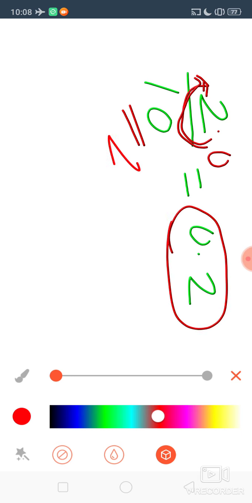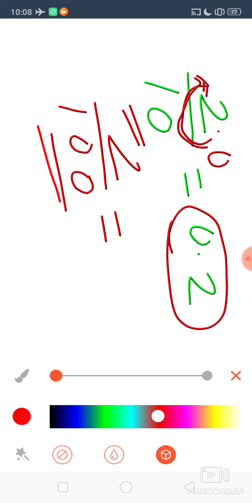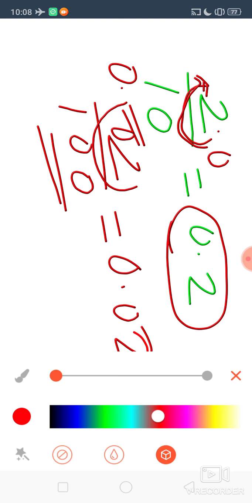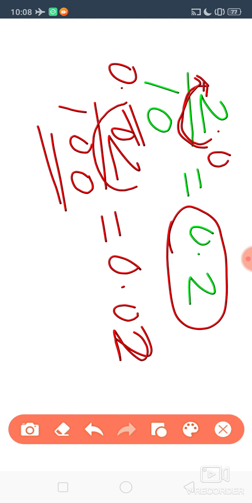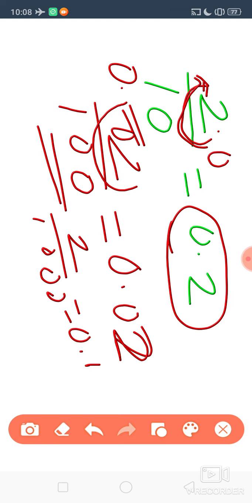Same way, if we write 2 by 100, then how much will we get? In the denominator 2 zeros are there, so the decimal will shift 2 digits left. So overall we'll get 0.02. Suppose 2 by 1000 will be there, then what will we write in decimal?